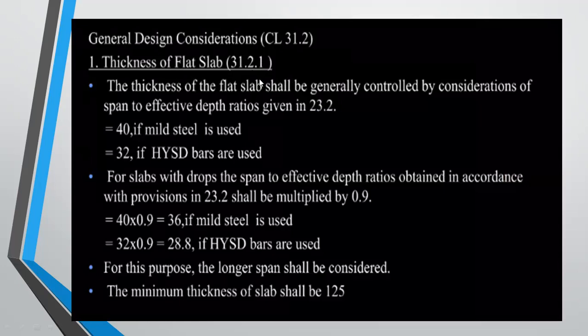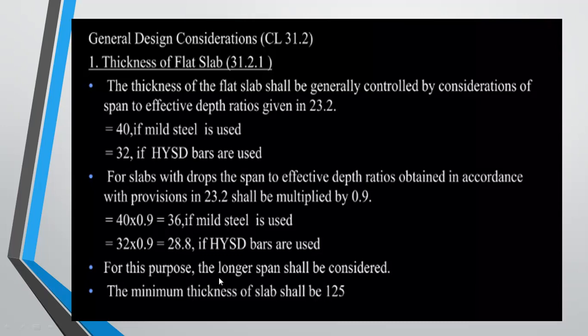That is the thickness of the flat slab. So to determine the thickness of the flat slab, a thumb rule is followed. It is considered based on the span to depth ratio. To find out the span to depth ratio, you can refer to clause 23.2. So 40 is for mild steel, and 32 for high yield steel bars. And second, for slab with drop, the effective span is governed by the multiplying factor 0.9. So you will multiply 40 into 0.9, 32 into 0.9 if you are designing slab with drop.